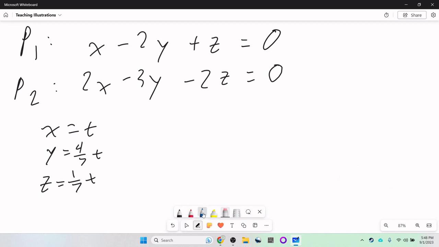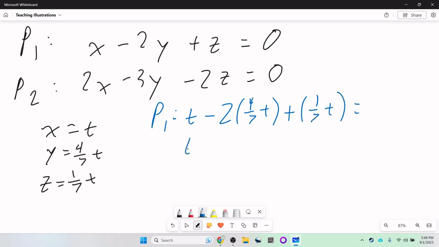If we want to check, as always, we plug back in. P1 would become t minus 2 times 4 over 7t plus 1 over 7t, which is t minus 8/7 t plus 1/7 t, which is t minus 7 over 7t. That's just t minus t, which is 0. So that is in P1.